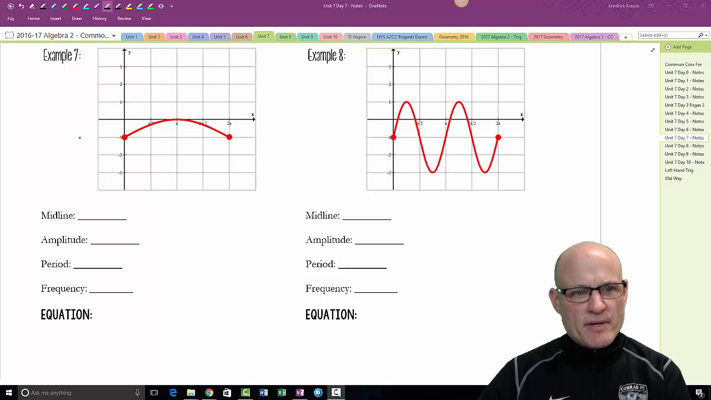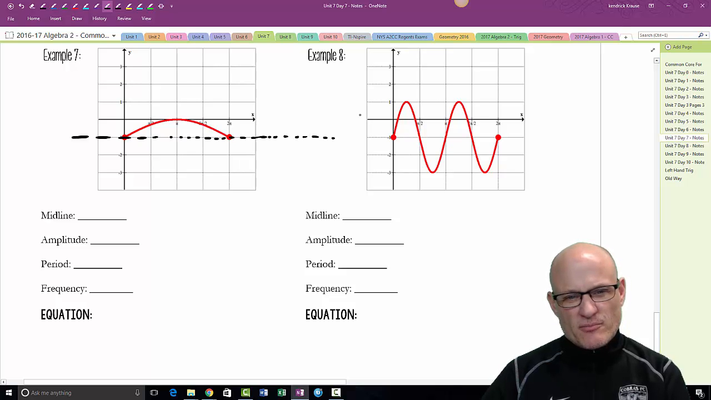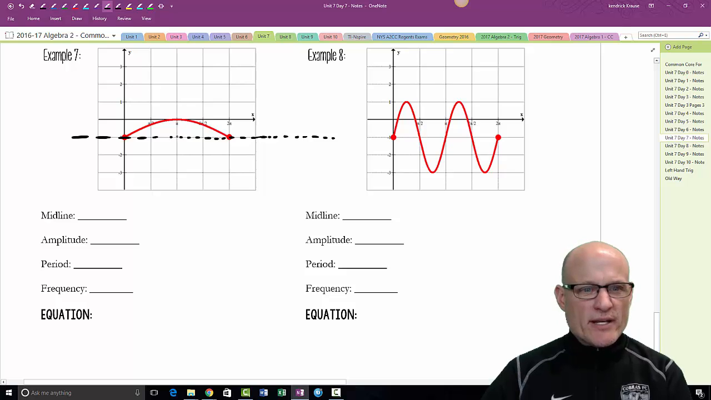Number 7. Let's throw that midline in. There it is. Hard to tell when you don't see the full curve, but that's it right there. We went up 1. So my midline is -1. That's the C value. My amplitude went up 1, so that's 1. That's our A value.